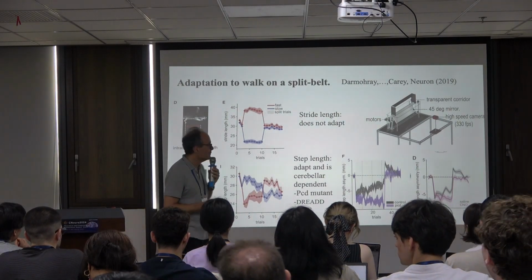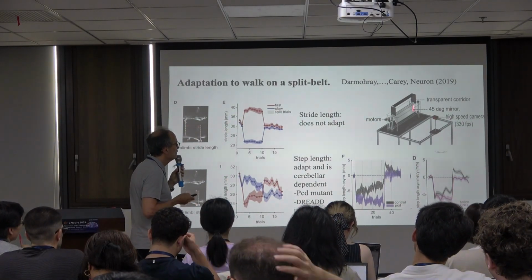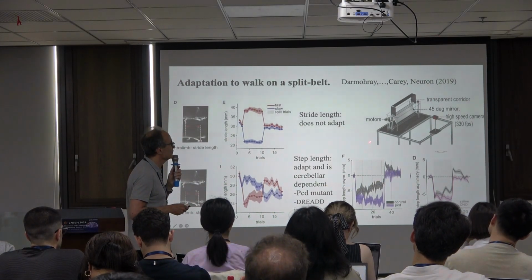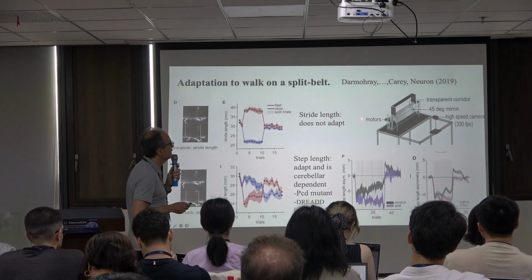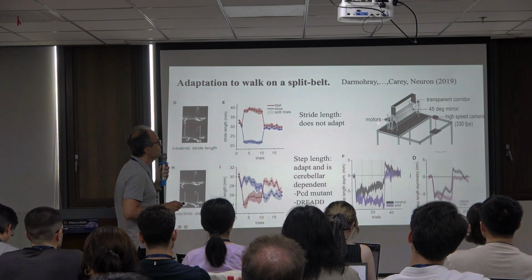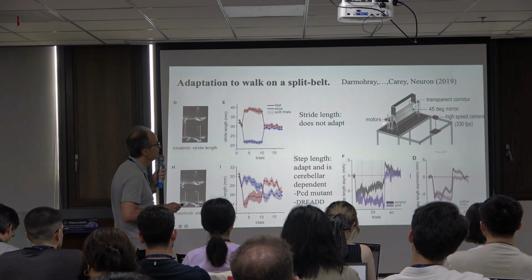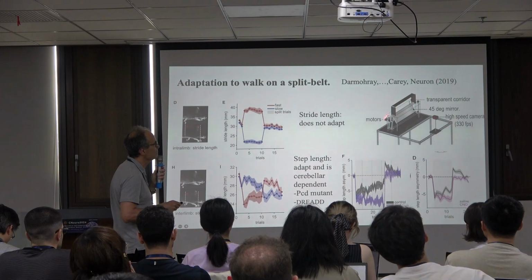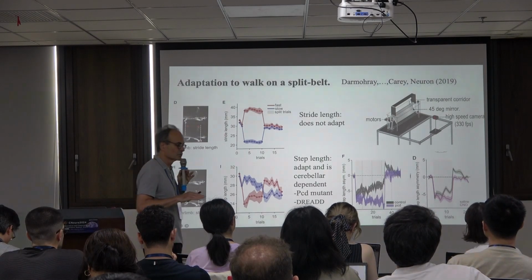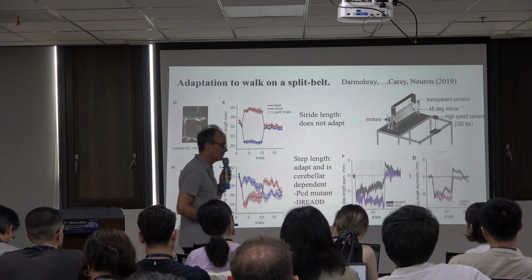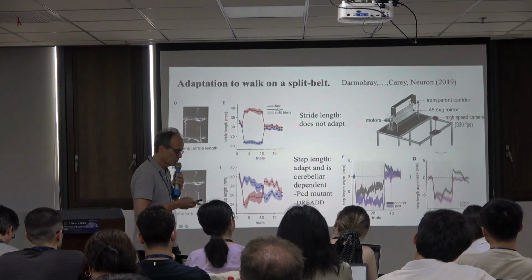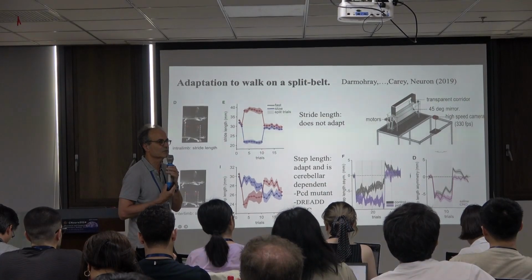Okay, so in the same lab, I show you a more interesting, or more cruel, experiment for the mouse. Here what they try to do is to have the mouse walking on a split belt. The mouse is running in this corridor, a plexiglass corridor, and there are two motors, so the two halves of the belt are not moving at the same speed.